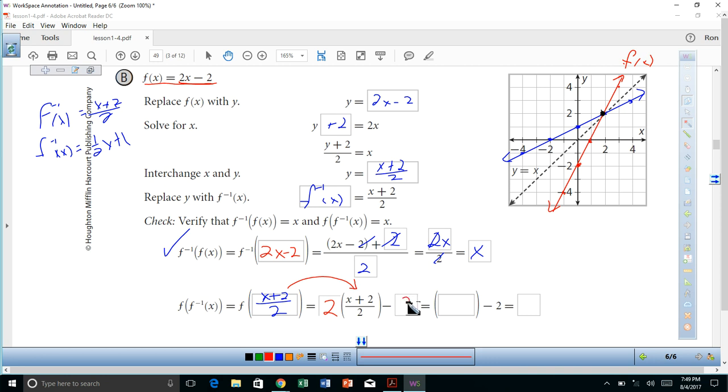And so this is minus 2. And what can we get rid of? Well, we can get rid of this. Those 2's cancel out, and we're left with x plus 2 minus 2. Well, those will cancel out, and you're left with just x. So that worked out.